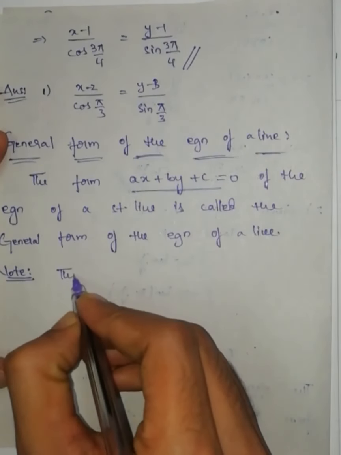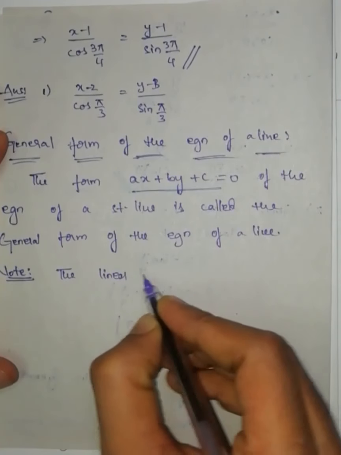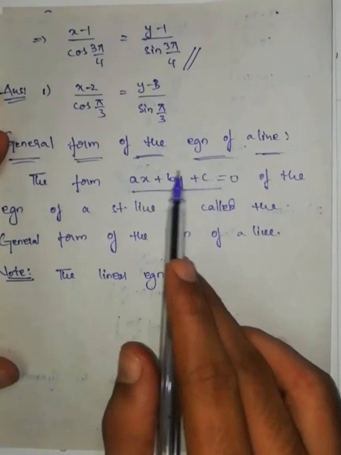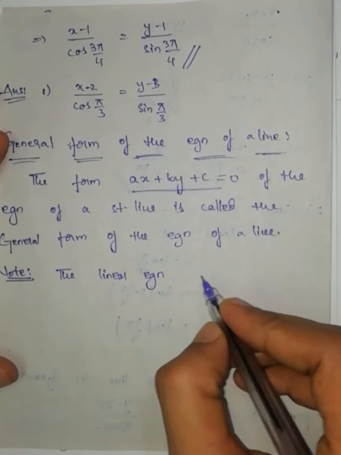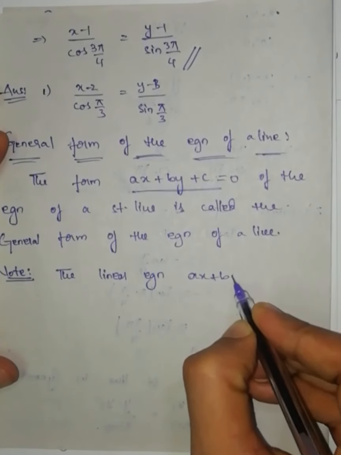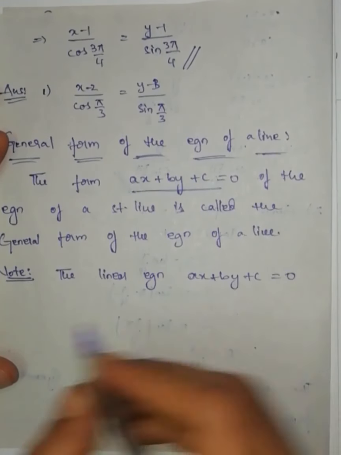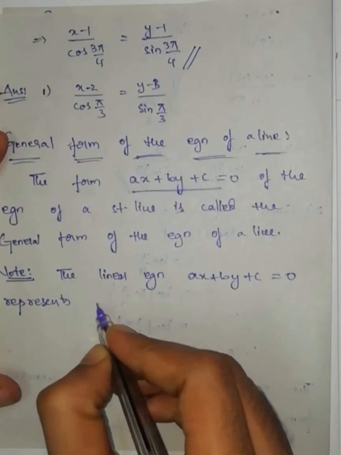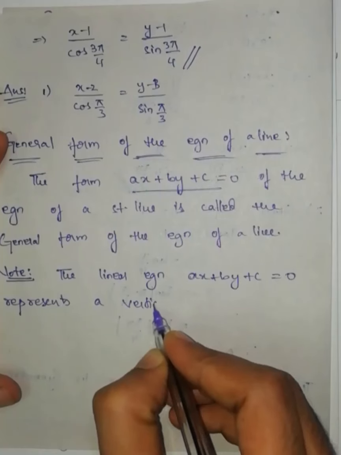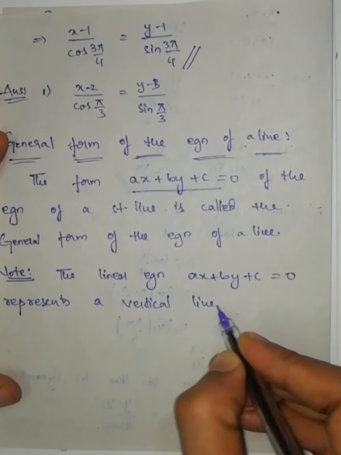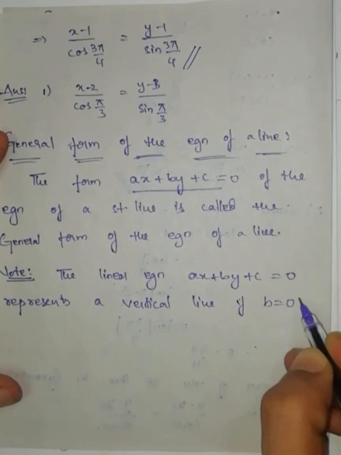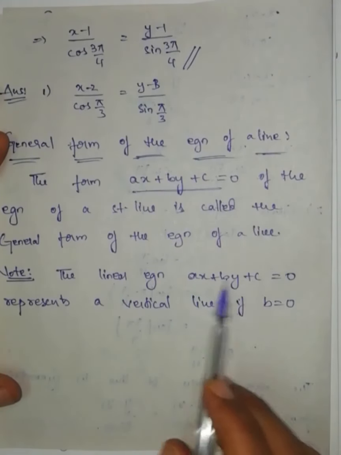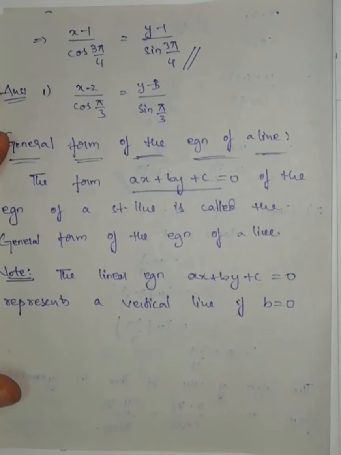Note, the linear equation, this one I can say a linear because all the degrees are 1. The linear equation ax plus by plus c is equal to 0 represents a vertical line if b is equal to 0. If b is 0, then we will get ax plus c is equal to 0. Therefore, which represents a vertical line.